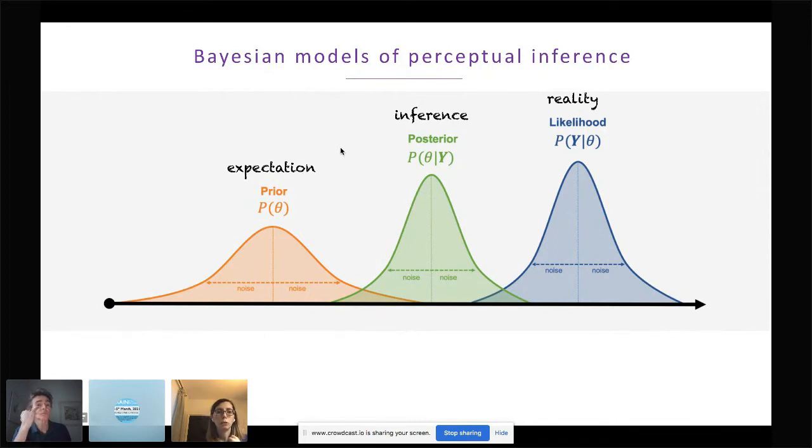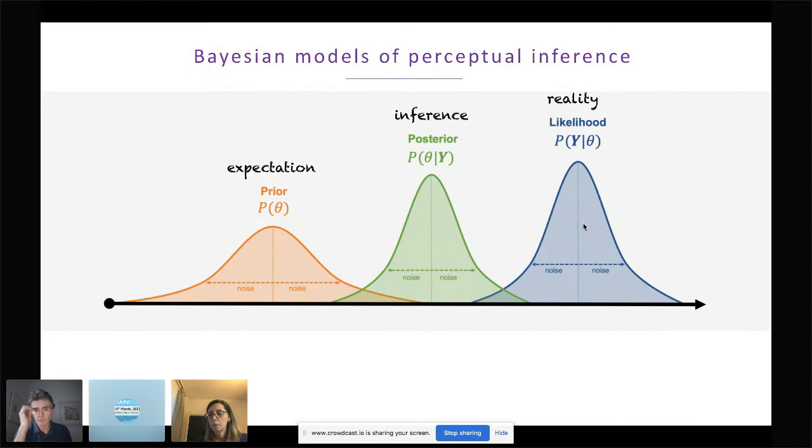And according to this framework, the inference over certain sensory features derives from the integration of prior knowledge, expectations, which is completely in line with Lauren's talk that she already discussed, and current sensory evidence. So the inference is derived from the multiplication of the two.